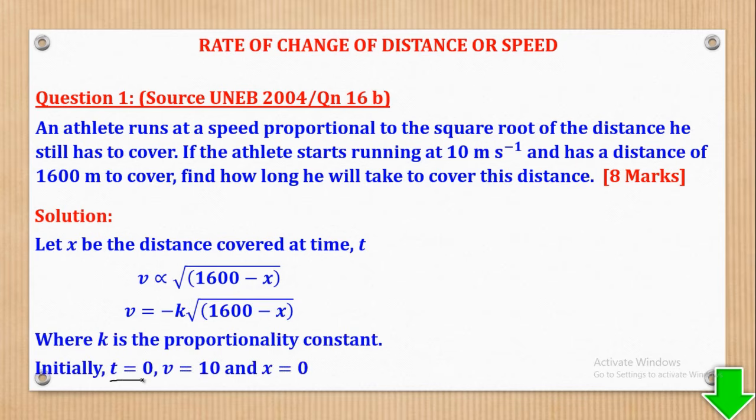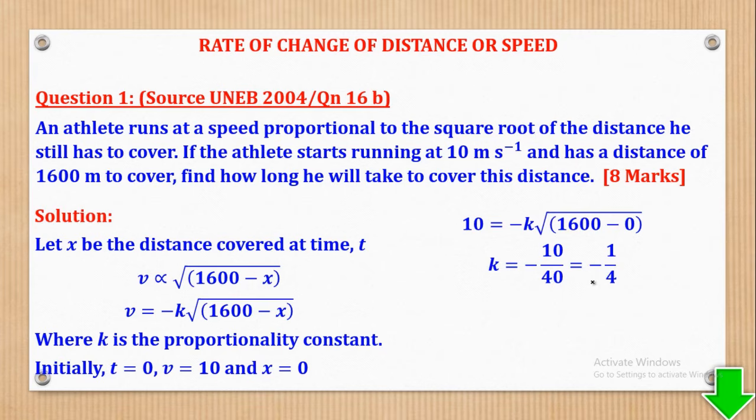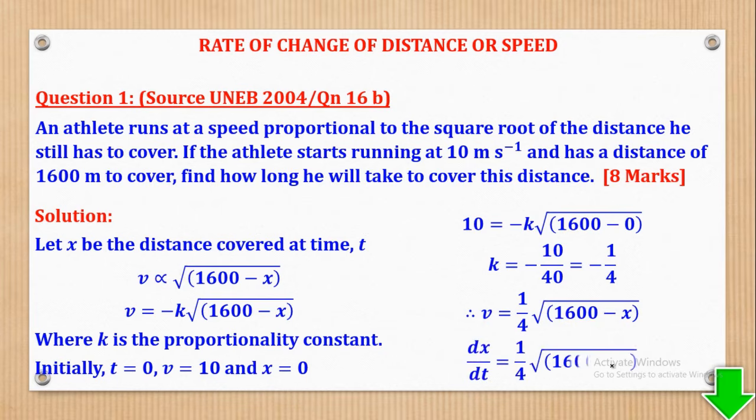So initially t is equal to 0, v is equal to 10, and x is equal to 0. So I'll substitute for v and for x to come up with the value of k as negative a quarter. Therefore now v is equal to a quarter, because this negative and this negative cancel to remain with a quarter, so a quarter square root of 1600 minus x. But this v is the same as dx/dt, so dx/dt will be equal to that.